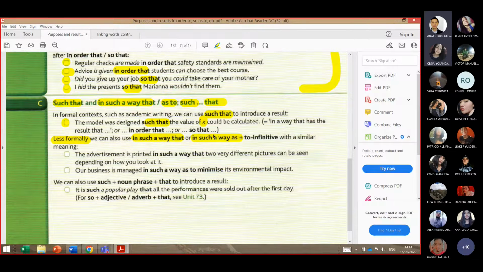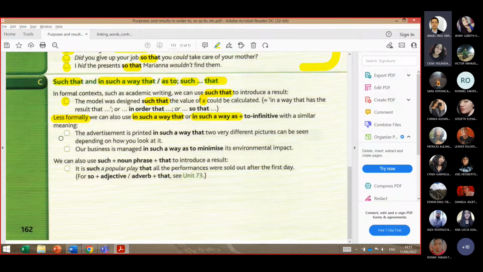¿Sí? Los dos significan lo mismo, no tienen una diferencia de significado, ¿sí? Los dos los utilizamos en algo más informal. Veamos el ejemplo. The advertisement is printed in such a way that two very different pictures can be seen depending on how you look at it. ¿Sí? Entonces, la propaganda es impresa de tal manera, sería aquí, ¿no?